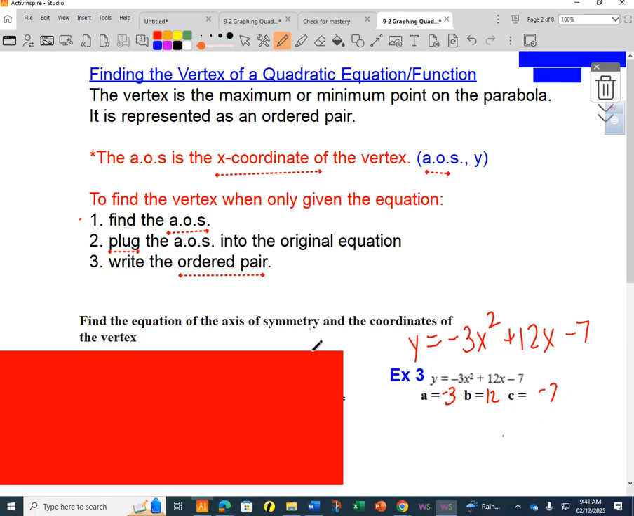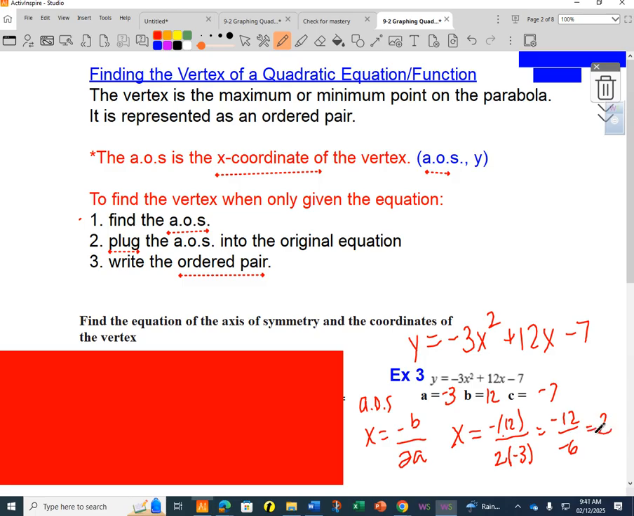Nice. So now, we're going to plug in to find the AOS. So we're going to do x equals negative b divided by 2a, x equals, so this is the axis of symmetry we're working on here. Negative 12 divided by 2 times our a that we've already found. That's negative 12 divided by negative 6. This means our axis of symmetry is 2.